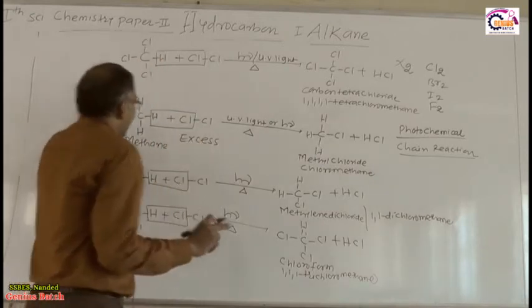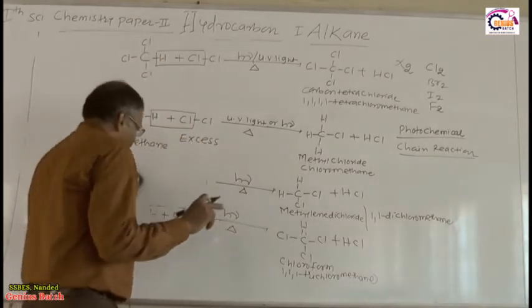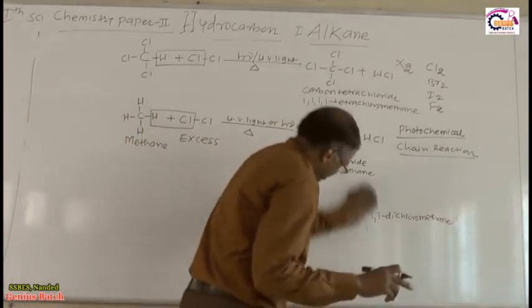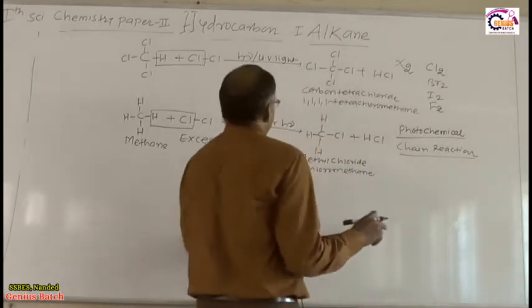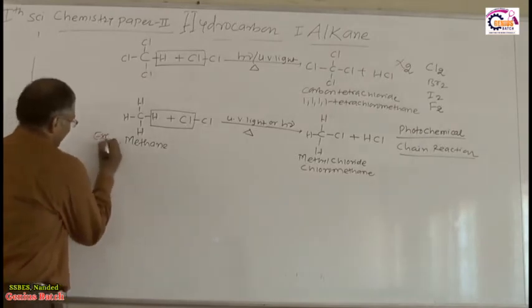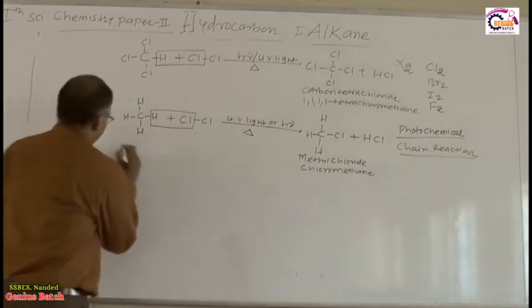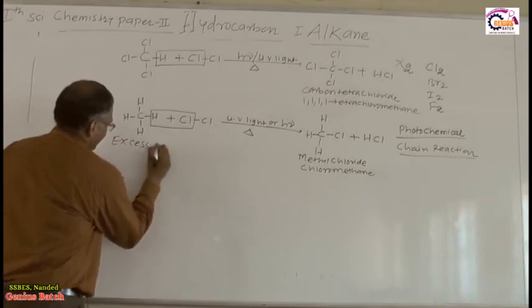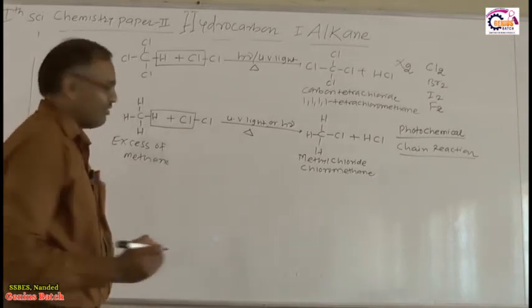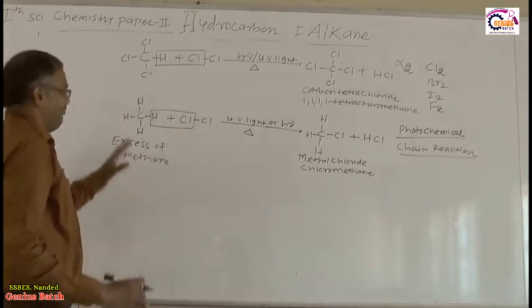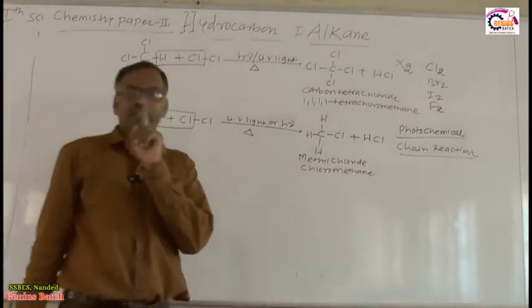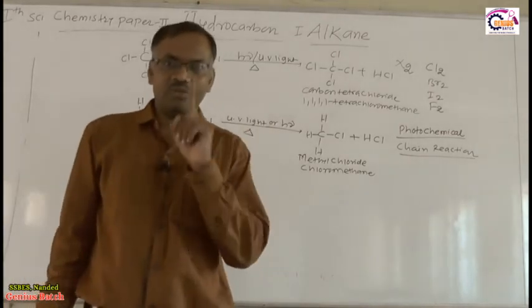Second way to carry out the chlorination of alkane. So what is the second way? The second way is when excess methane is taken. Instead of excess chlorine, what are we going to take? Excess methane. When excess methane is heated with chlorine in the presence of ultraviolet light, you will get only one product.